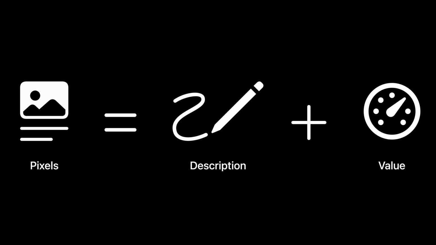These 3 concepts are all related. The pixels on the screen are a result of the description of the view and the actual values of that particular view struct. The description of the view and the values that drive it result in the final pixels on the screen.